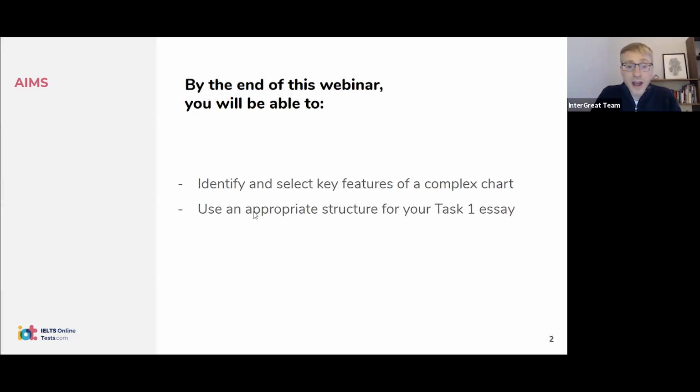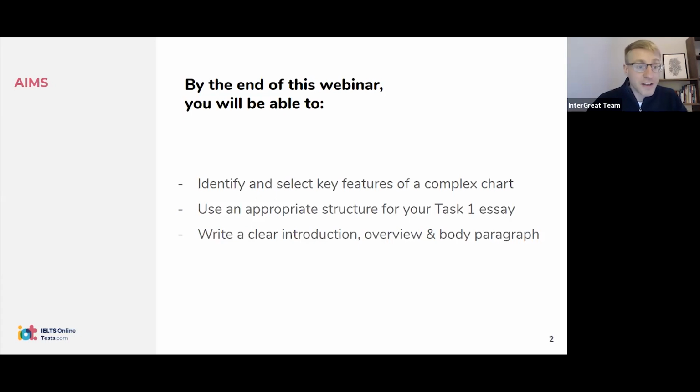We also are going to look at how to structure your task one essay using a clear structure to organize your ideas. This will help improve your score for cohesion and coherence. We'll look at each different part of the task one as well, how to write a good introduction, an overview, and 2 body paragraphs. This is the task with graphs or charts in task one.